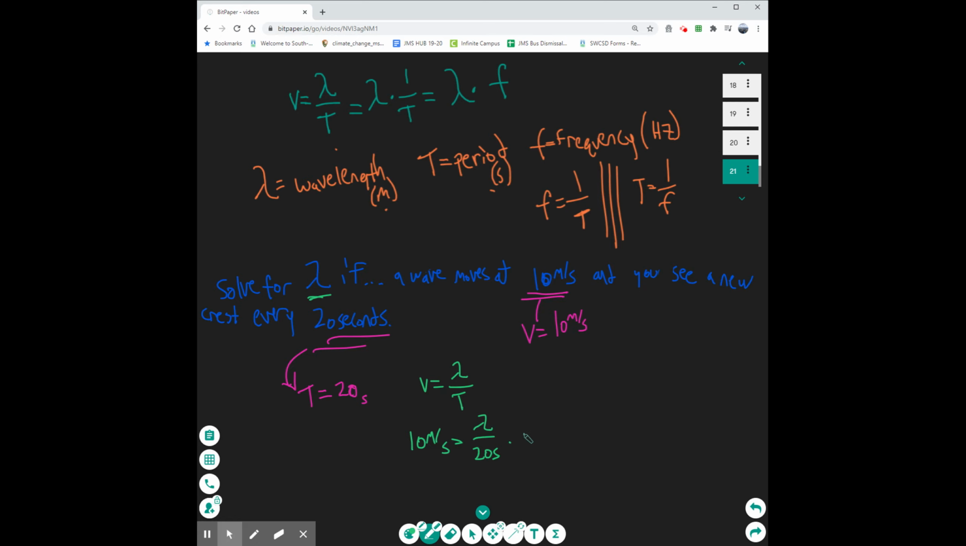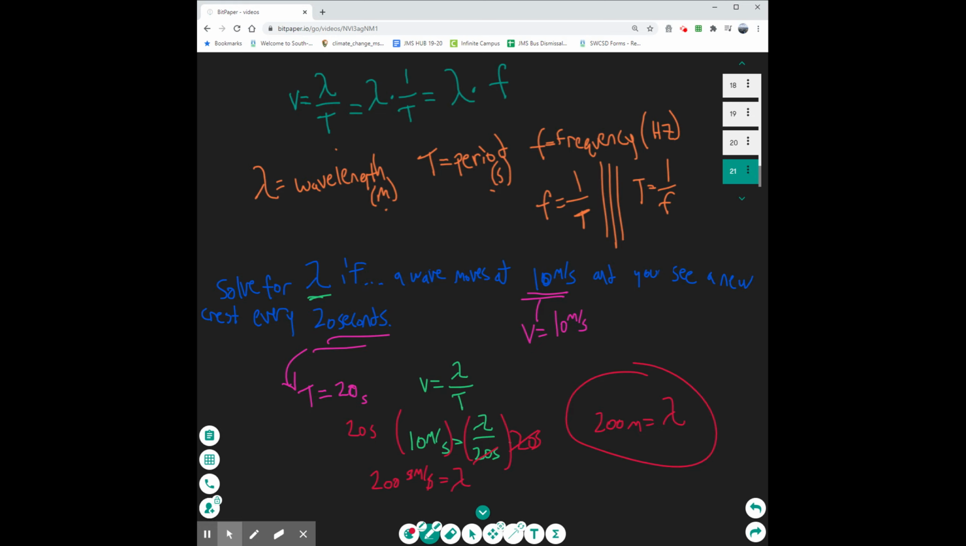So how do we solve for lambda? We multiply both sides by 20 seconds. And 20 and 20 cancel. So we have lambda on the right, and we'll be left with 20 times 10, which is 200 second meters per second equals lambda. Seconds and seconds cancel. So 200 meters equals lambda, right? So you can just write 200 meters is equal to lambda. And lambda is our symbol for wavelength, right? So that's basically how it can go.